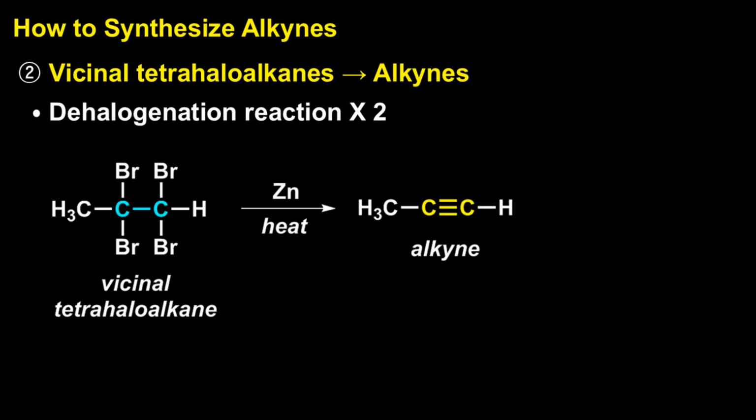Let's check out another method. You can actually make alkynes from something called vicinal tetrahaloalkanes. In this setup, you've got two halogens on each of two neighboring carbons. And when you treat that with zinc and heat, you get a double elimination, kind of like before. But this time, you're removing two full equivalents of dihalide all at once. What you end up with is an alkyne with a triple bond right between those two carbons.